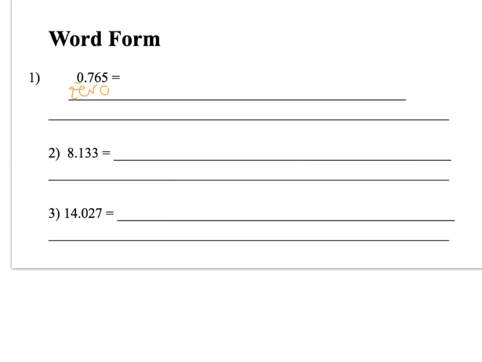When you reach the decimal point, remember you say "and." And then read this number as if it's a whole number, and that would be 765. The only thing that you have to do in addition to that is name the place value that the last digit is falling in. And in this case, it is in the thousandths place. So we would write thousandths right at the end. And that's all you have to do to read that.